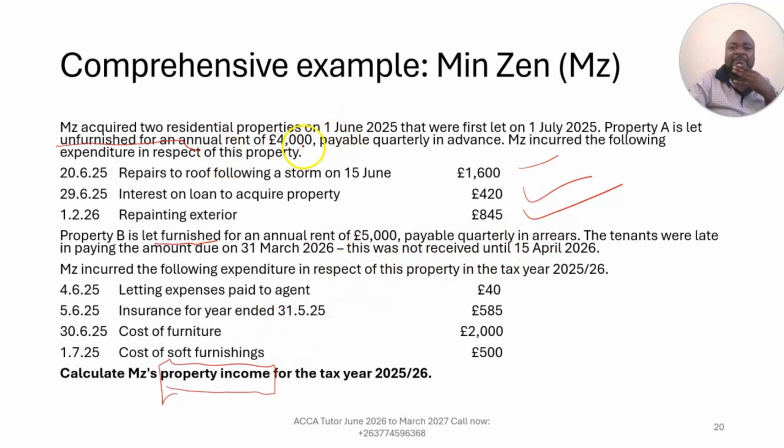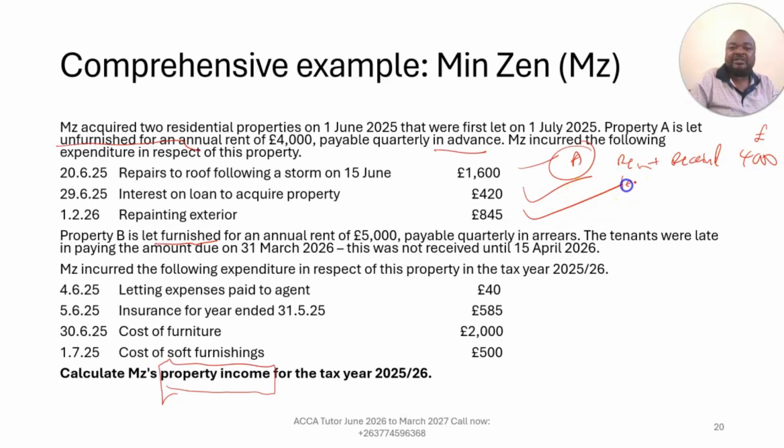Property A is an annual rent of £40,000. So this one is paid in advance. So obviously that amount was received, unless we are told that there was a month where the tenant did not pay this and that, but we are not given those facts. So we assume that rent was received. So this is property A, rent received. How much? £4,000. That one was received.